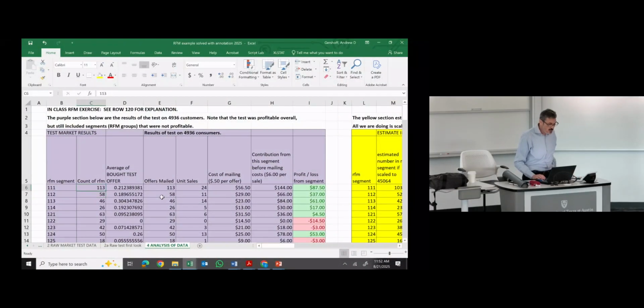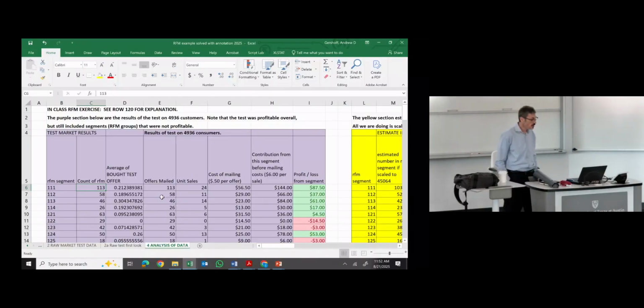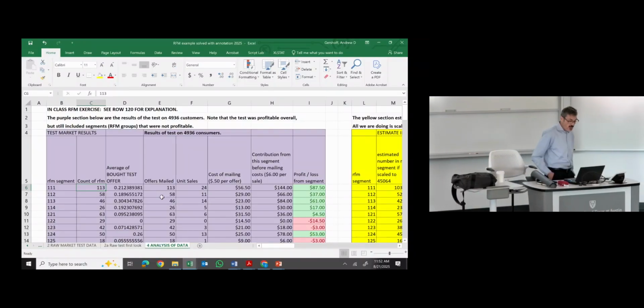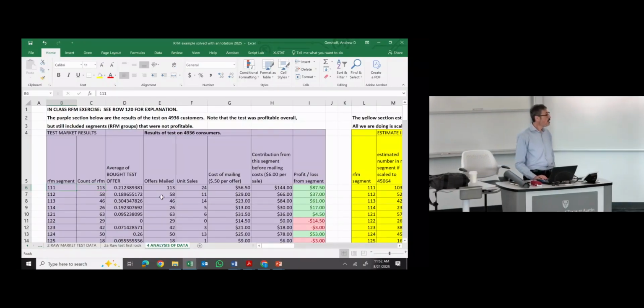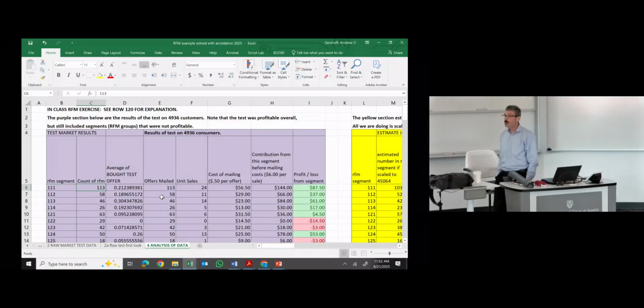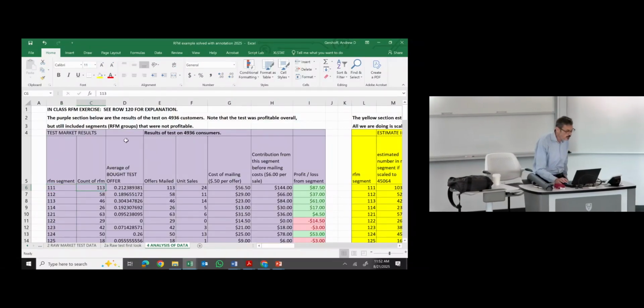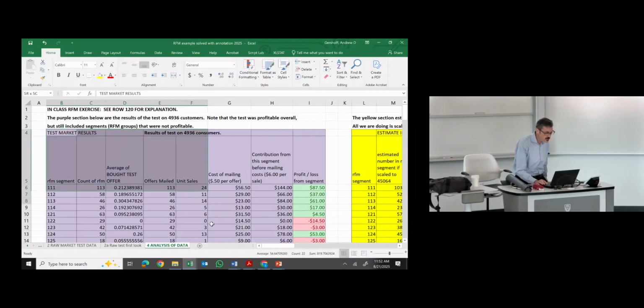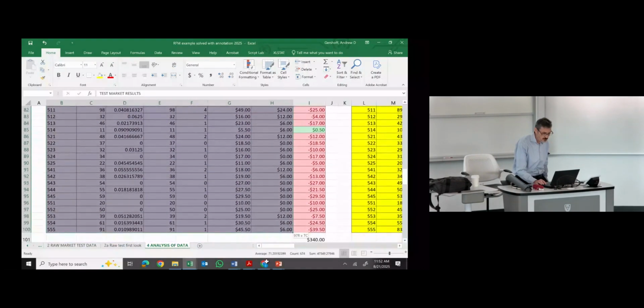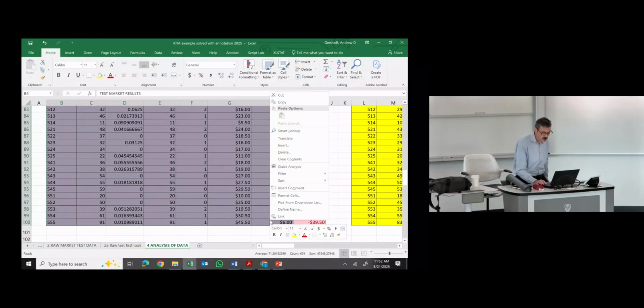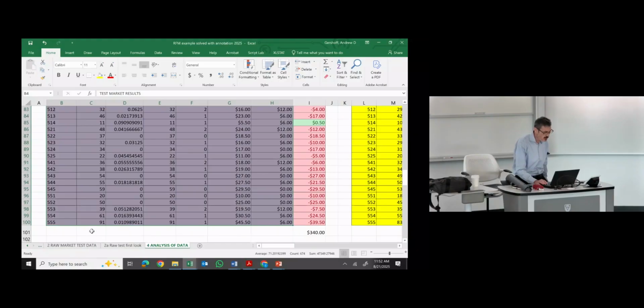Okay, so here is the output from my pivot table. This is segment number 111. This is how many people are in segment number 111. Let me just move right. What did you put there? I don't have any of that in my computer. Oh, okay. Let me show you how I did it.